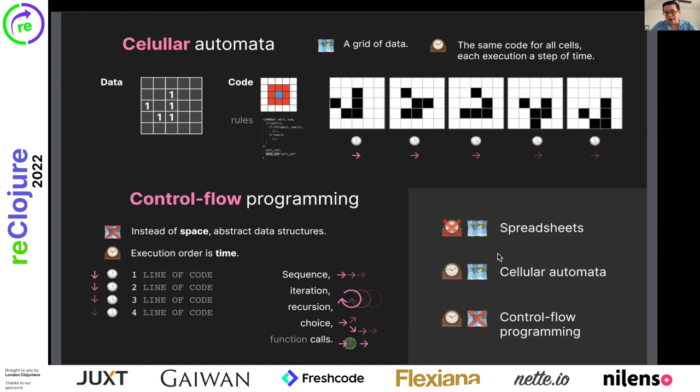So yeah, this is a comparison. Spreadsheets have no time, but they have space. Cellular automata have both time and space, and control flow programming has very complicated time and no space, or maybe has infinite spaces if you want to think about it that way.